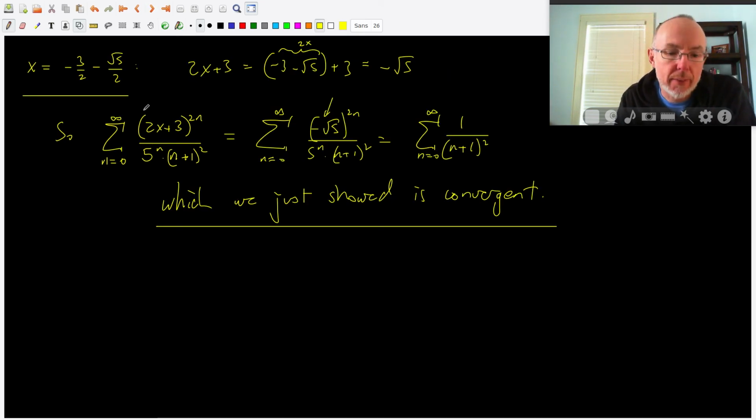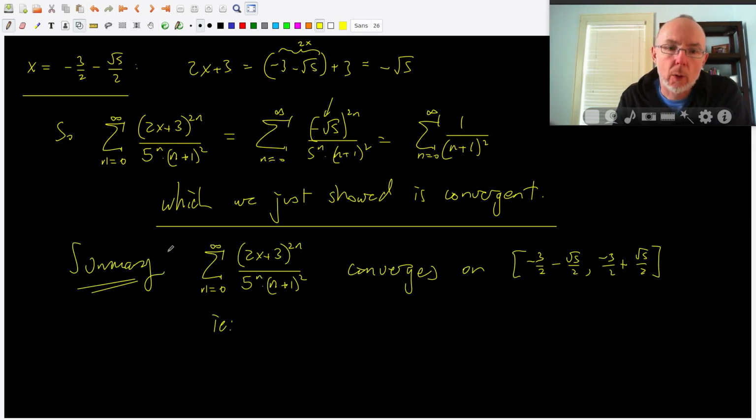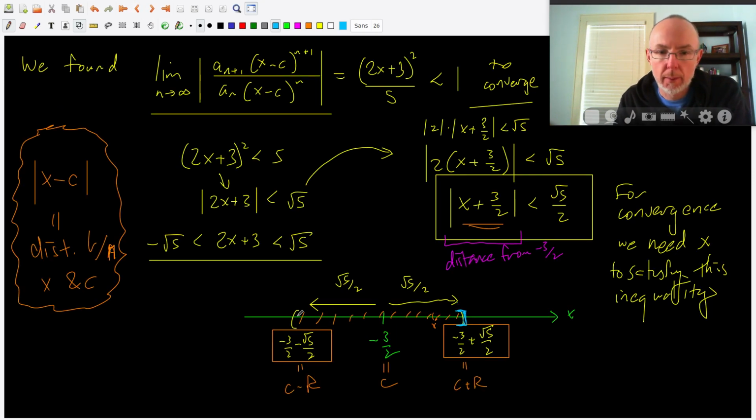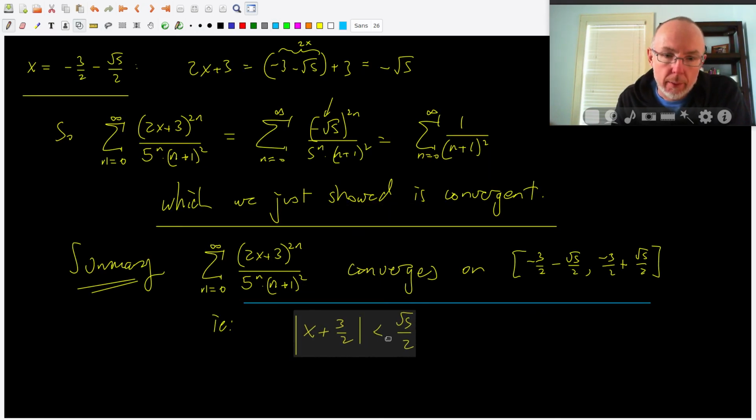And so what does that mean for the overall series? That tells us that this series converges in that interval and at both ends. So going back to our picture before, we have shown that it converged at the left and the right side. So it's convergent at the endpoints, and it's convergent in the middle. And so this inequality here is essentially describing the convergence with an equal sign. So it converges for all x that satisfy that inequality.